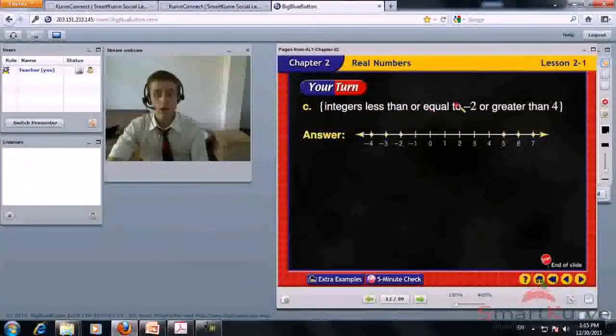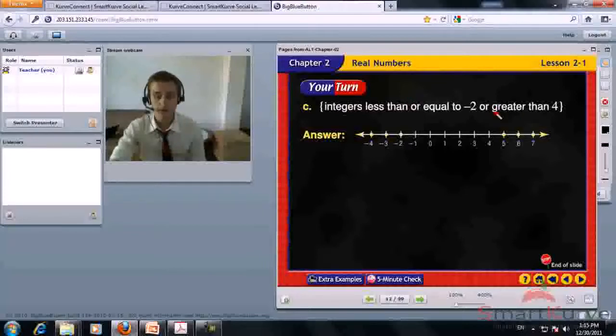Integers less than or equal to -2 or greater than +4. So it says integers less than or equal to -2. So you put it on -2 and anything to its left. Anything less than or equal to -2 means -3, -4, and the arrow, meaning it continues indefinitely.